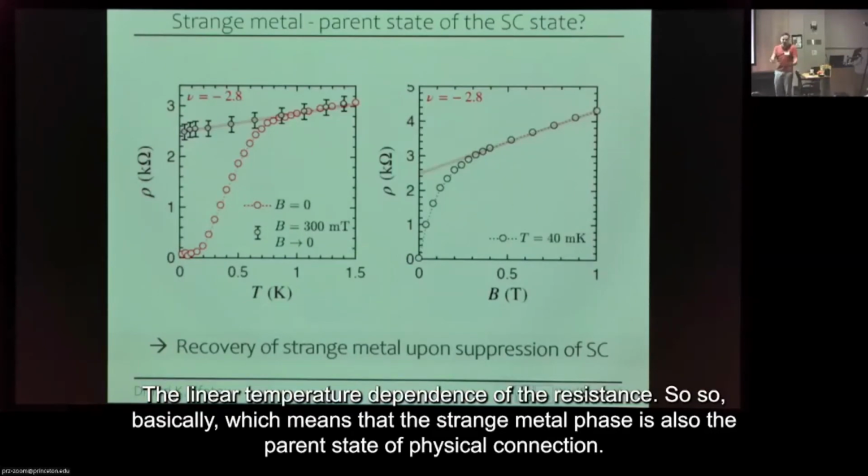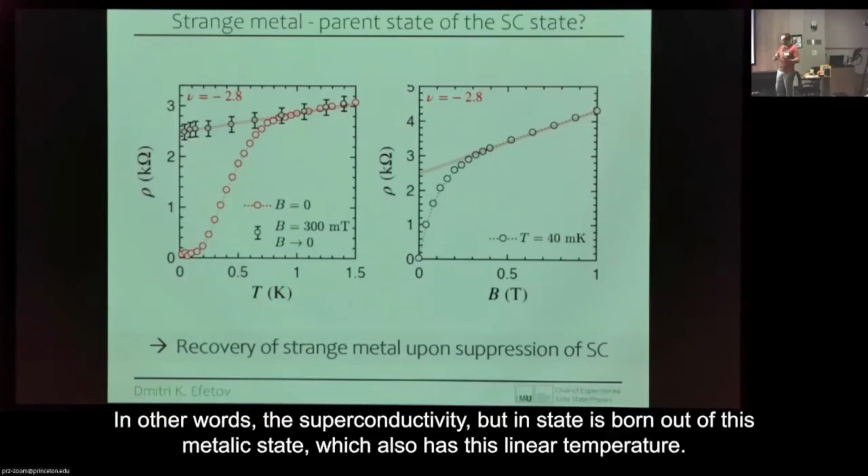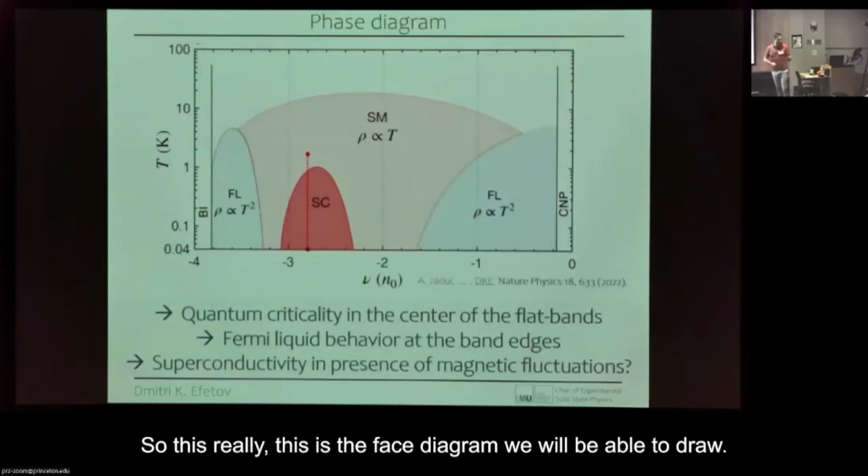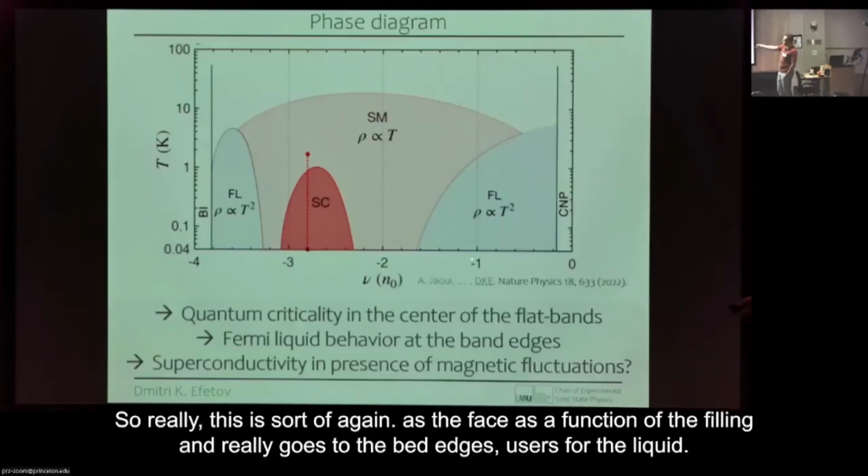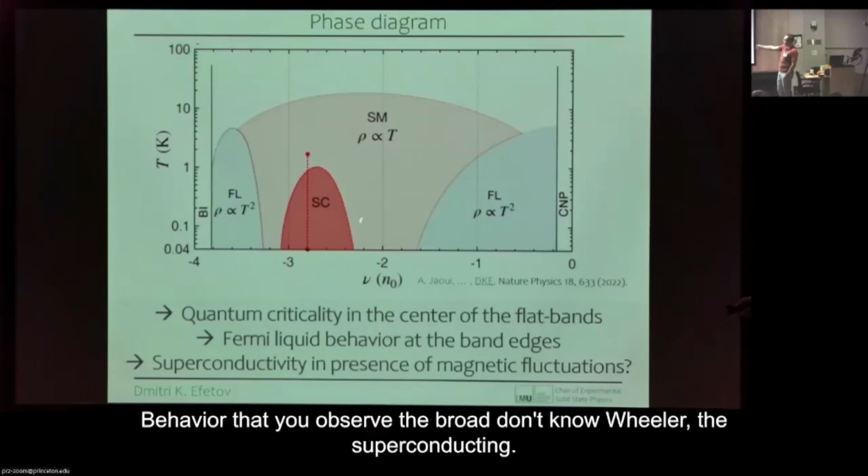Or in other words, the superconducting state is born out of this metallic state, which also has this linear temperature and linear magnetoresistance. And so this is the phase diagram which we were able to draw. This is the phase as a function of the filling. Really close to the band edges, we observed Fermi liquid behavior. Then we observed a broad dome of strange metal behavior. And basically buried in the strange metal, we observed the superconducting dome.